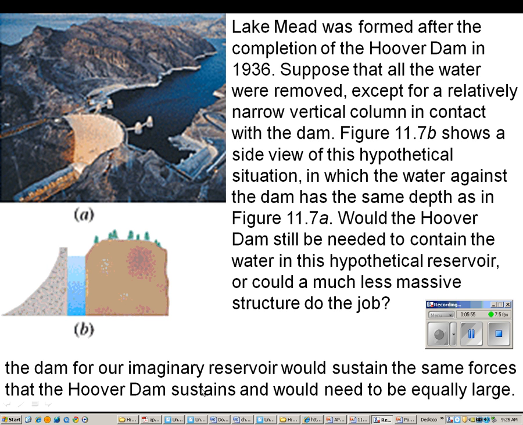The answer comes out that the dam for our imaginary reservoir would sustain the same forces that the Hoover Dam sustains, so it would need to be equally large. All this water back behind here is weighing down this floor, and the dam holds up all this water. So the depth of the water is what makes you have to build a certain size dam. Not how much water is behind it, but how deep the water is. It doesn't matter if there's a small amount of water or a huge amount of water. It's the height of the water that matters, or the pressure.